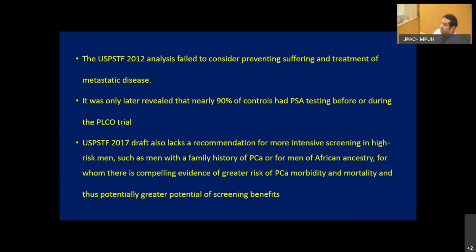Secondly, there were many flaws. One more flaw in the PLCO trial was that 90% of the controls had PSA testing before or during the PLCO trial. Now, the PLCO trial authors made two revelations after they published the initial 2009 study, one in 2011 and one in 2013, that they had some problems during that study. They changed their data and then presented it again. Secondly, the US task force did not recommend anything for those of African American ancestry or Asian ancestry living in the USA. So they initially did a blanket ban on PSA screening in 2008 and 2012.